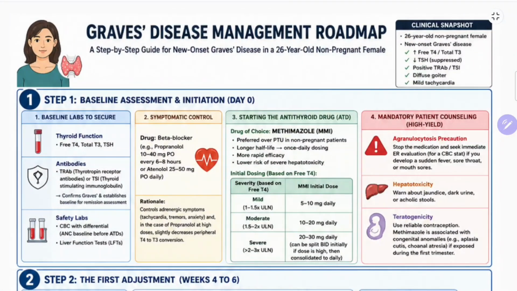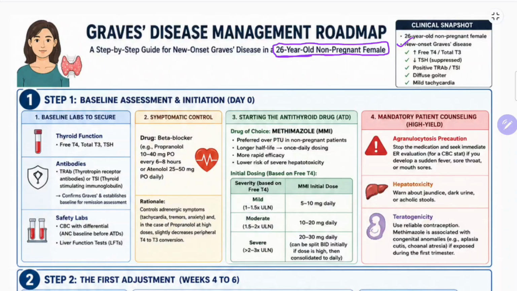So see here, we have a patient who is a 26-year-old non-pregnant female. This is important, okay? Non-pregnant female, and she has a new onset of Graves' disease. She had symptoms of weight loss, thyroid swelling, tremors, and heat intolerance. All these symptoms she had.